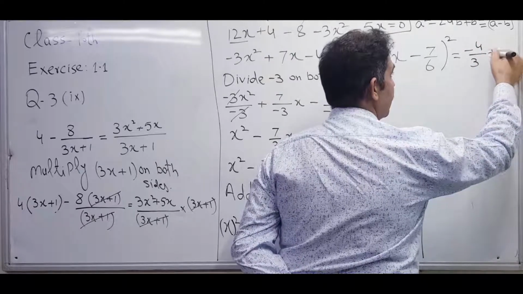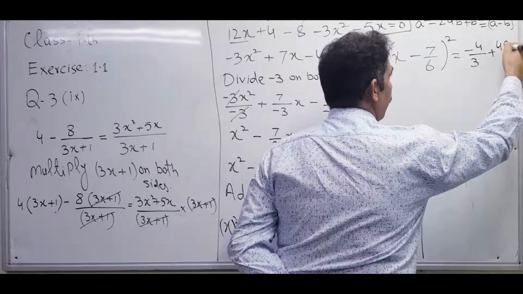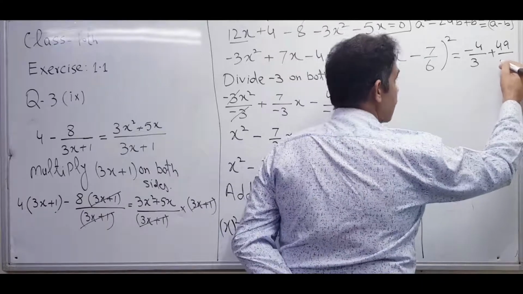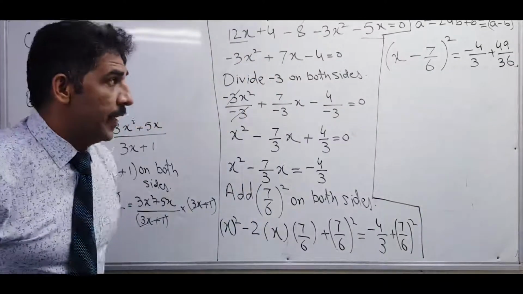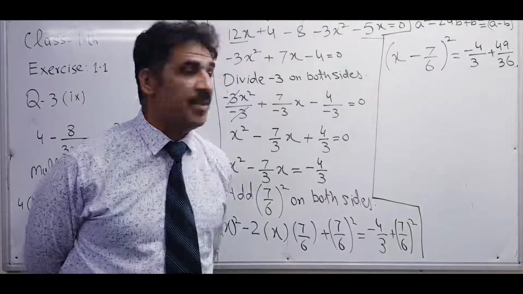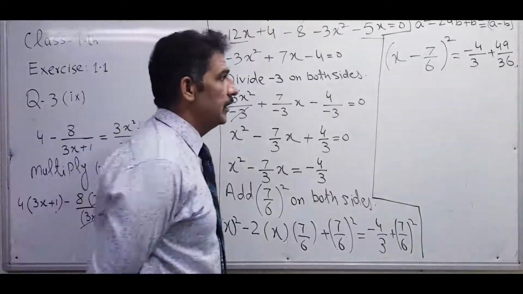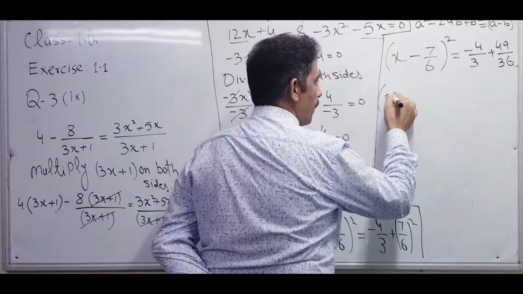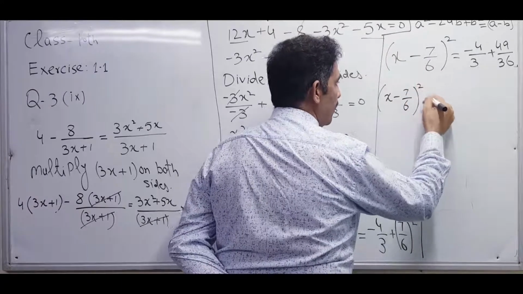And plus 7 square, that is 49 over 6 are 36, 6 square. Before taking square root on both sides, we have to simplify the right hand side. It means we have to shift it into a single term, then after that we will take square root. So it will remain the same, x minus 7 over 6 whole square.